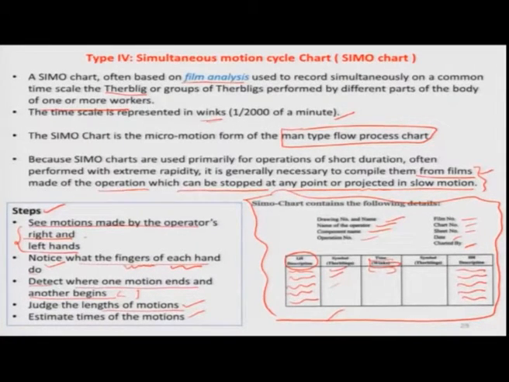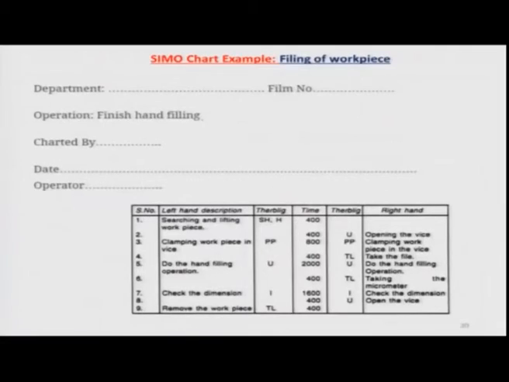So, a wink is 1/2000 of a minute. This is an example of filing a workpiece. Here again these things should be filled in first: department, film number, what is the operation, charted by, date, operator. Here you can see that after recording the video, you have already distributed all your operation into left hand and right hand.